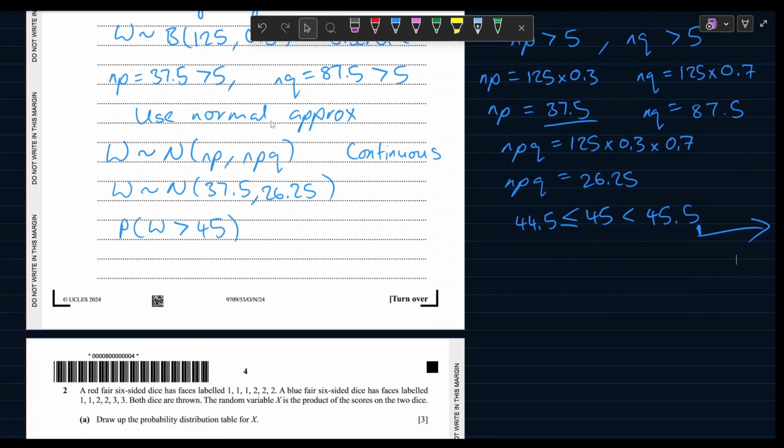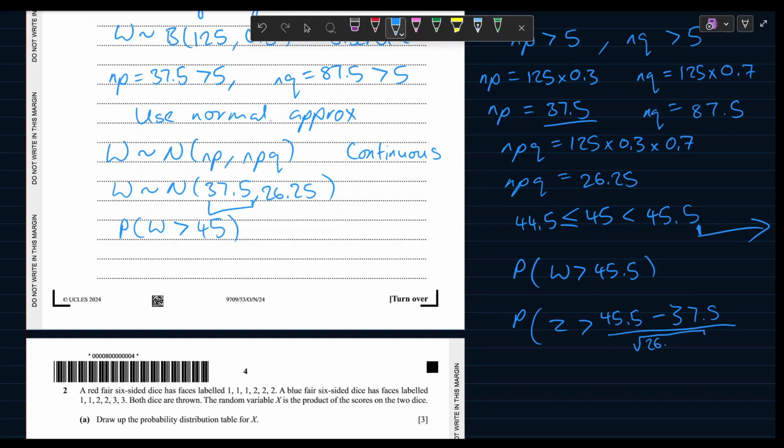So this is going to be the probability that W is greater than 45.5. And we can standardize. So Z is greater than 45.5 minus our mean, which is 37.5, over our standard deviation, so the square root of 26.25. And so this is the probability that Z is greater than, let's punch this into the calculator, 45.5 minus 37.5 over the square root of 26.25.